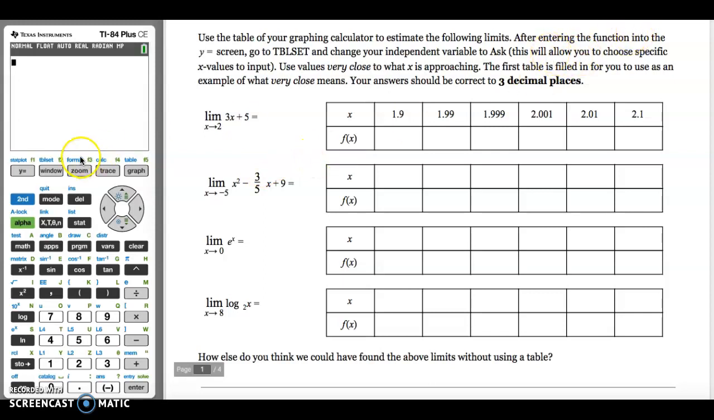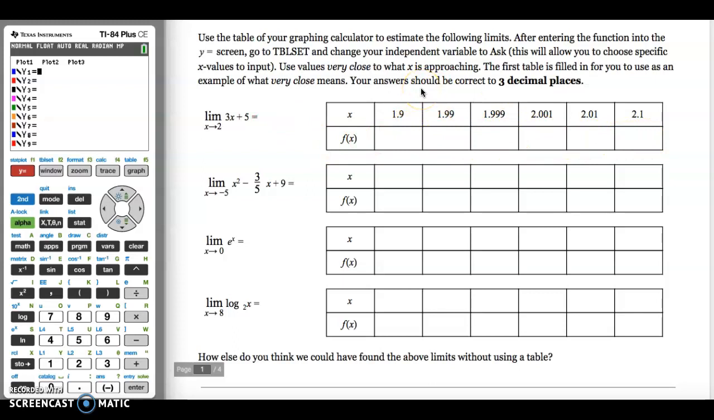After we enter the function in, or actually let's do it now, go ahead and go to your table set mode, and we want to change our independent variable to ask. So we want to be able to ask it very particular values of x. Then we'll start with this first one. In the first table, I've filled out for you some numbers that are very, very close to what your x is approaching: 1.9, 1.99, 1.999. I'm picking numbers that are very close to 2, but slightly less than 2 and slightly greater than 2. And so we should be getting a pretty awesome estimate about what the actual limits are based off of what my y values seem to approach.